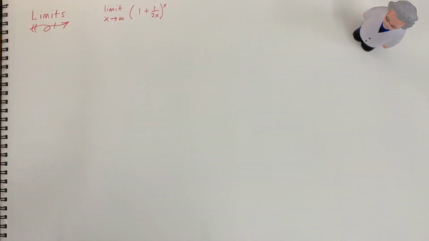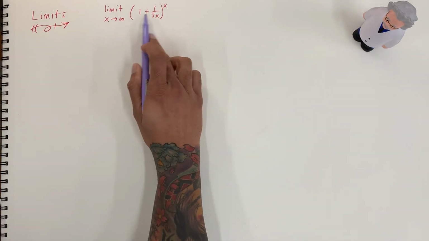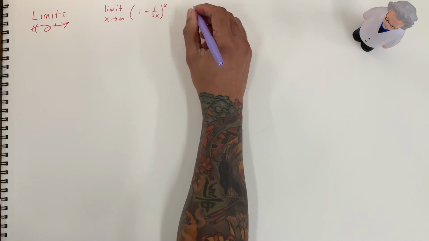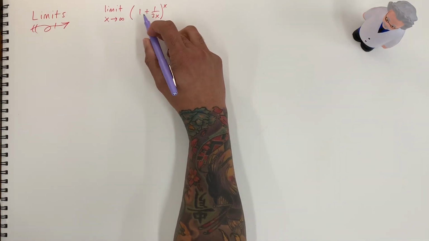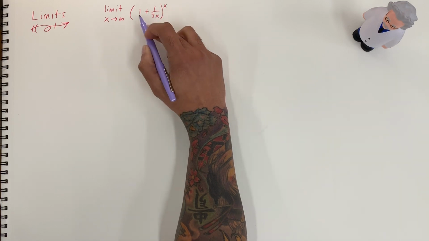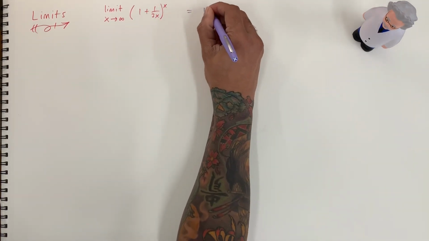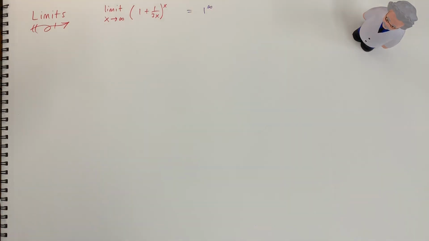The first thing we want to do when we see a limit is plug in the limit. So if we plug in infinity here, we get 1 plus 1 over infinity. 1 over infinity is 0, so we stay with the 1, and 1 raised to the infinity. So this is going to be 1 raised to the infinity, okay?